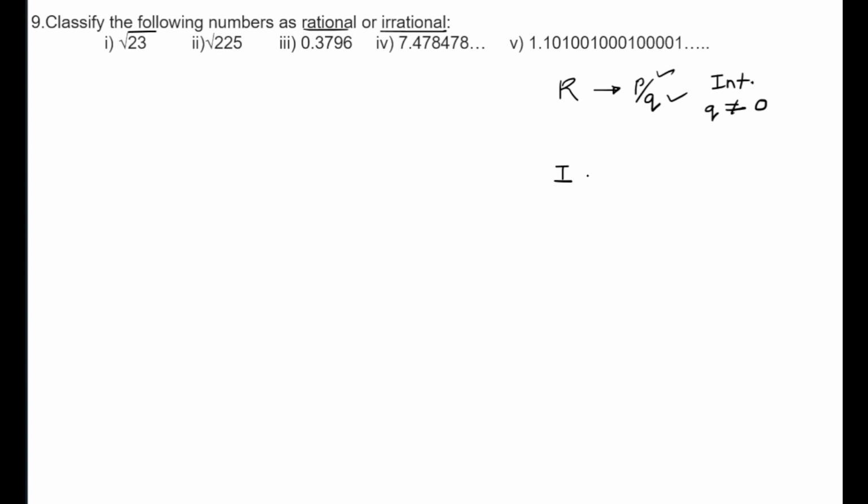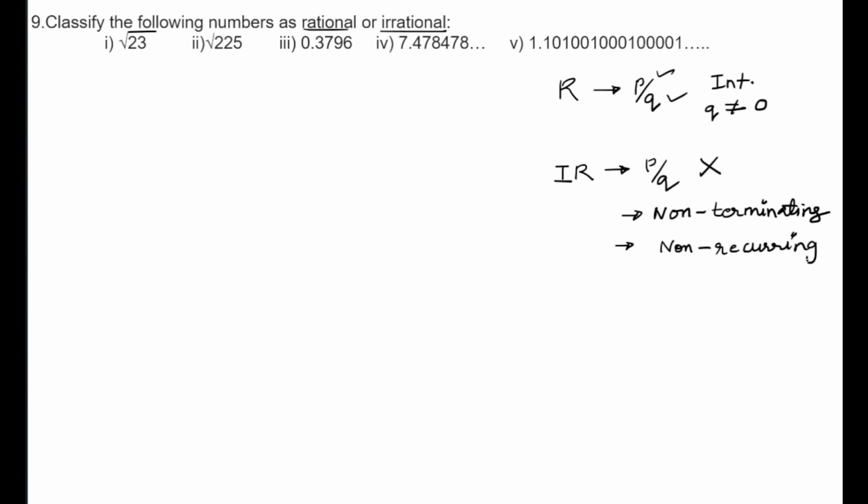Coming to irrational numbers, I am representing it as IR for now. So irrational numbers are the numbers which, first of all, cannot be represented in this form. You cannot write them in p by q form. And there are conditions added to it, that they must be non-terminating. It means the division is endless, so it is non-terminating. And the second condition is what? It is non-recurring, right? So the digits must not repeat themselves on division. Okay, now let us start with the first question.